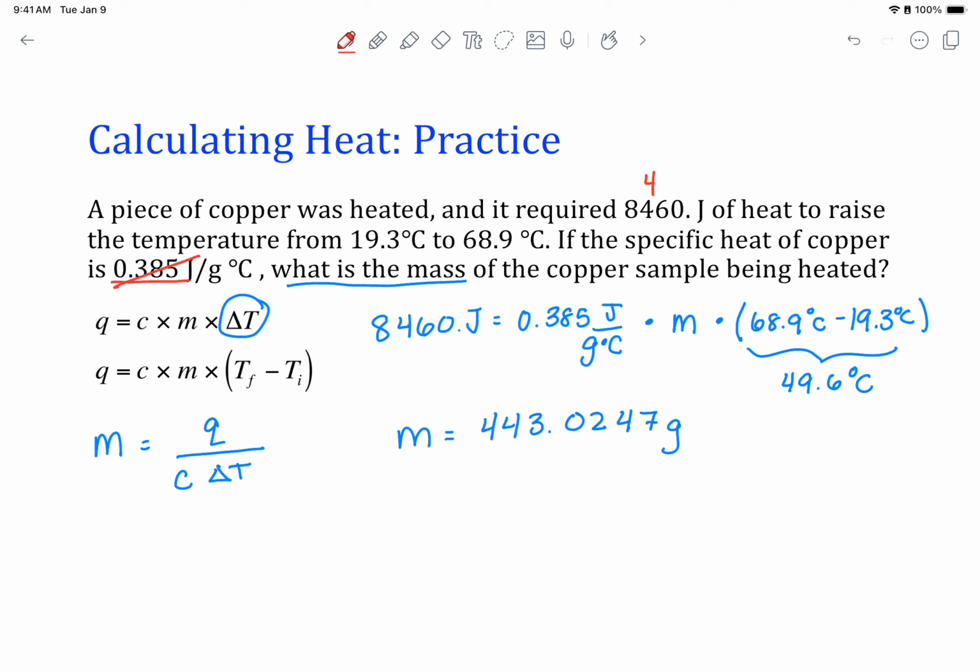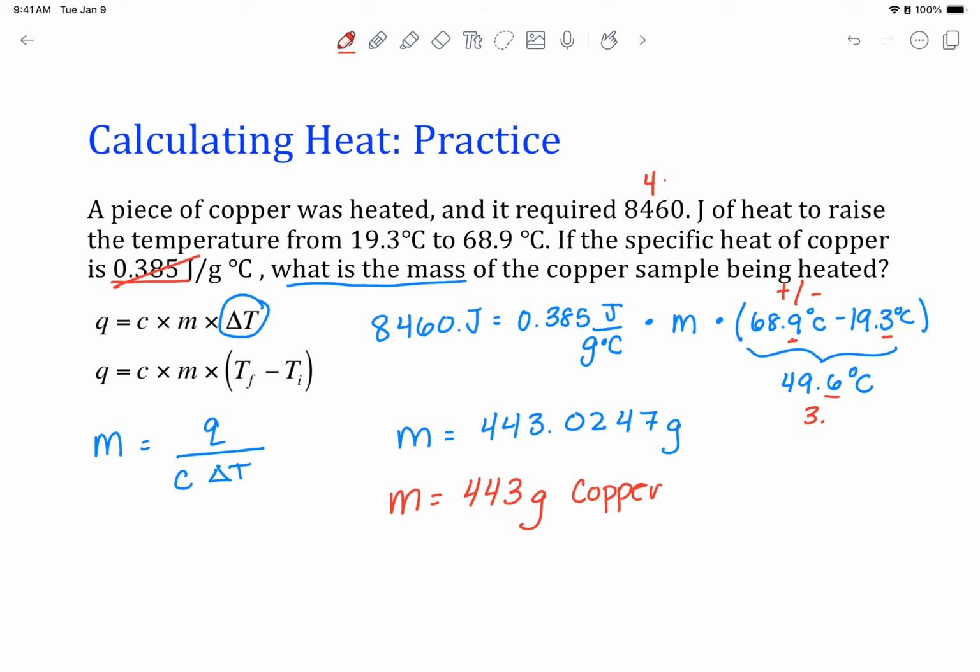And then we have 3 sig figs from our 19.3 and our 68.9. However, since we're using it in addition and subtraction, we have to use our addition and subtraction rules. They both have 1 decimal place at the end. So our final answer for degrees Celsius is going to be to our last decimal place, which means 49.6 has 3 sig figs. So our final answer for mass should have 3 sig figs, because our only options are the 4 and the 3. So this would be 443 grams of copper.